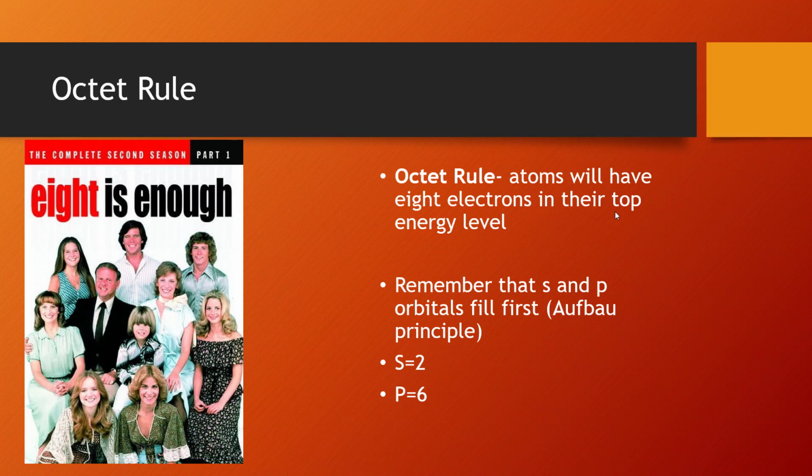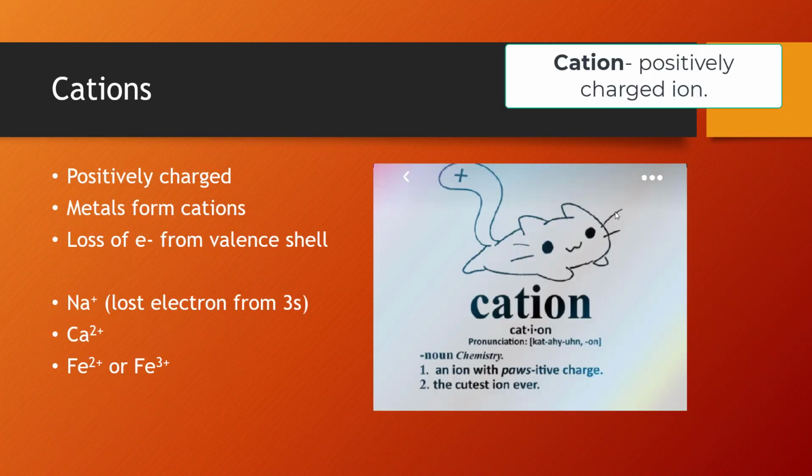Please take a moment to remember the Aufbau principle, that the s and p orbitals fill first. This means your s orbital with 2 and your p orbital with 6 will add up to 8 electrons in the outermost energy shell. That's kind of the goal of how much to fill it with. Basically, 8 is enough. And we can do this multiple ways.